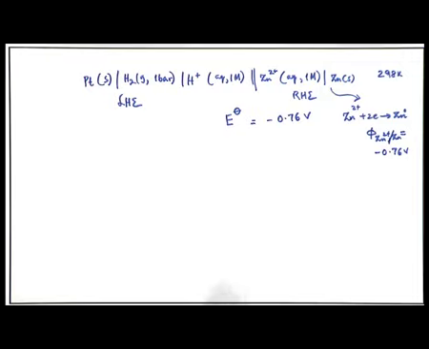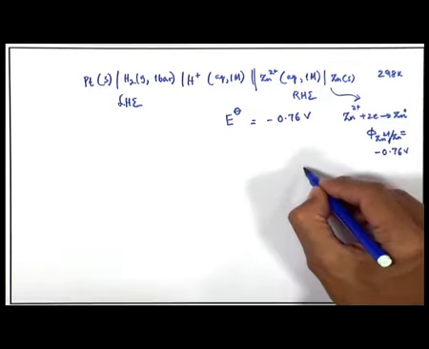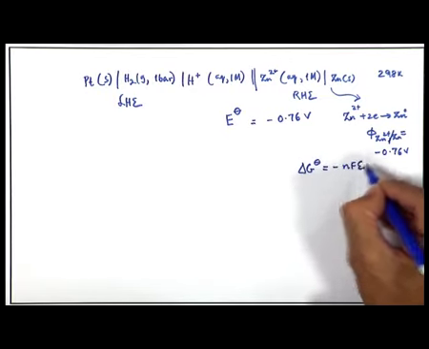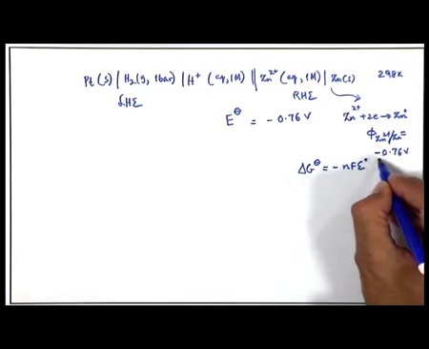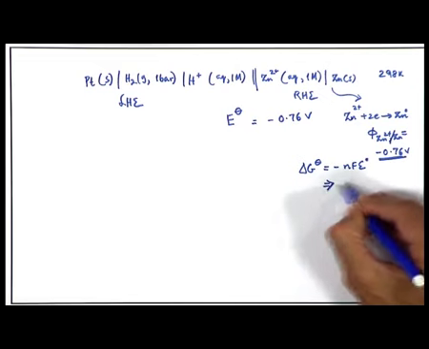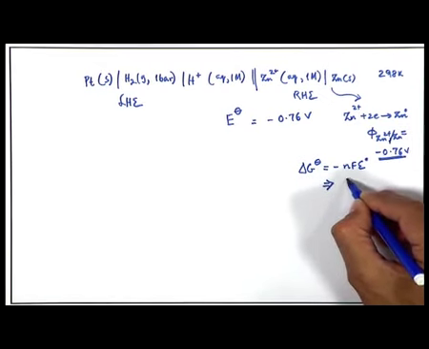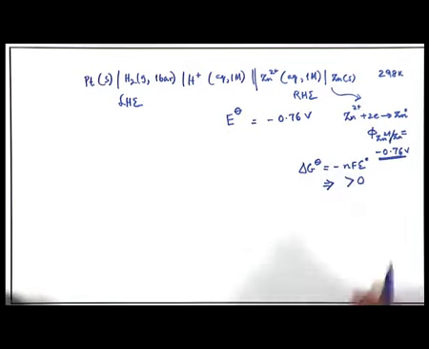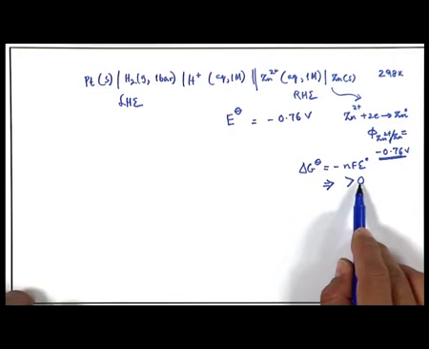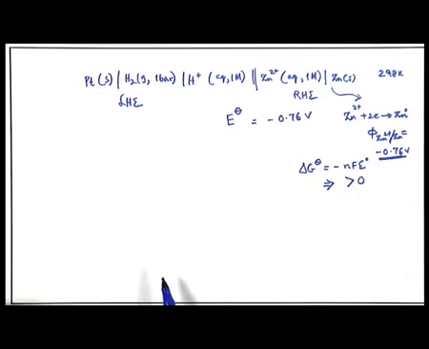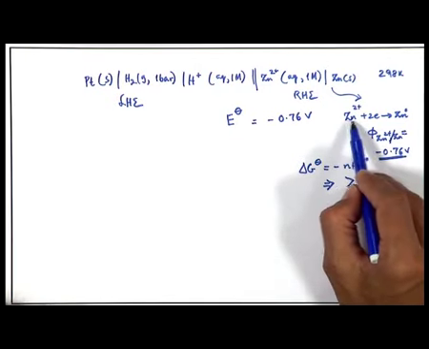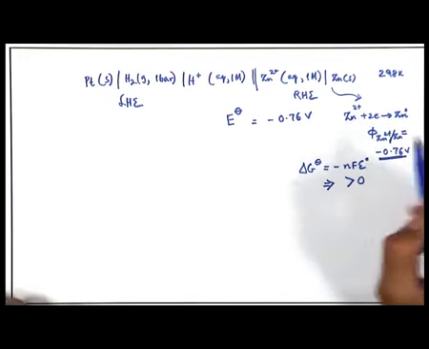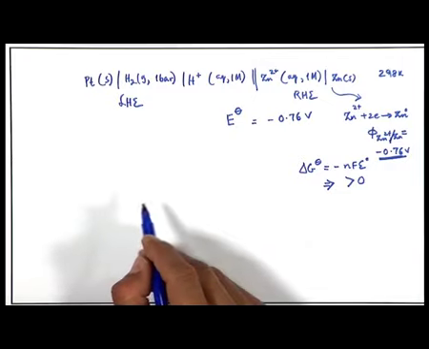Okay. So, what is the message? Message is your delta G is equal to minus nF E0. So, since this E0 is negative over here, your delta G will be greater than 0. So, basically a delta G at constant T and P greater than 0 means it is not a spontaneous process as it is represented, but the reverse process is spontaneous. Okay. So, therefore, what will happen?